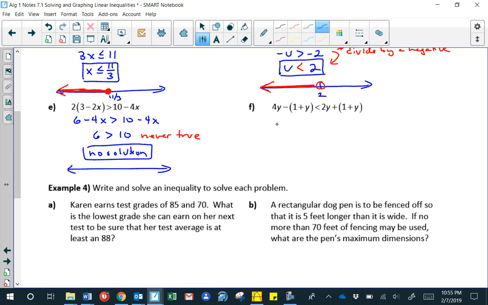In F, we again have some parentheses that we have to take care of. We're going to take the opposite of everything in that parentheses, distribute times -1 into the parentheses. And then on the right side, we have to be careful. Just because there's a parentheses doesn't mean that we're multiplying. This is 2y plus the parentheses. So 2y plus 1 plus y.